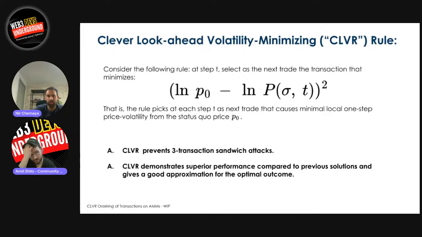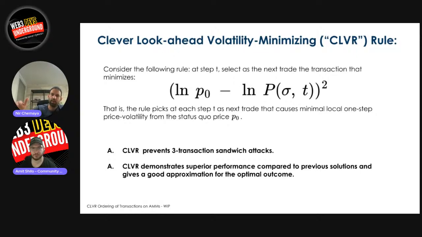So what we say is, okay, instead of following GSR, let's have a new pricing rule or algorithm. What Clever says is, you have a set of transactions waiting for execution. At any step, you take all the waiting transactions and pick the one from this set that gives you the lowest price volatility. That's why we call it look ahead, because it's step by step.